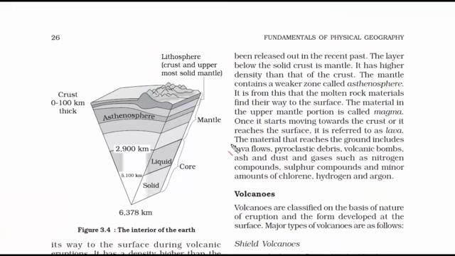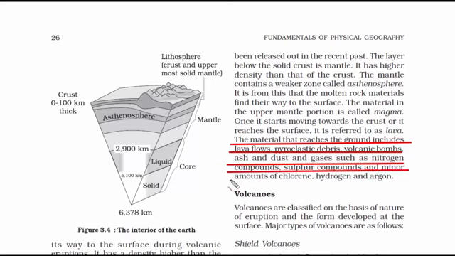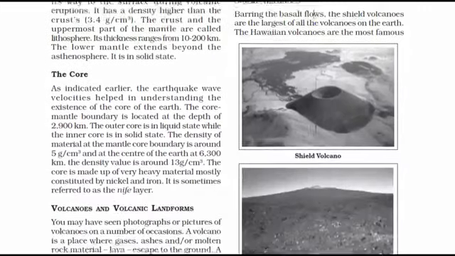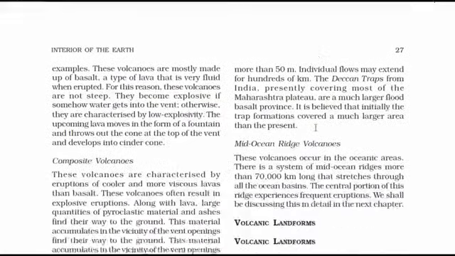The material that reaches the ground includes lava flows, pyroclastic debris, volcanic bombs, ash and dust and gases such as nitrogen compounds, sulfur compounds and minor amounts of chlorine, hydrogen and argon. Now volcanoes are of different types, based on the nature of the eruption and form. I have another separate video on different types of volcanoes and their landforms. The video link is in the description, just have a look at it.